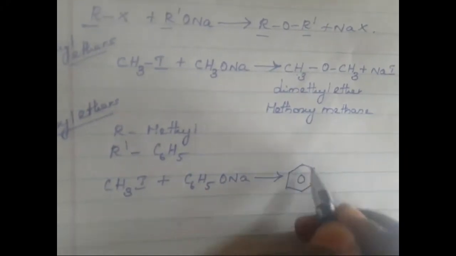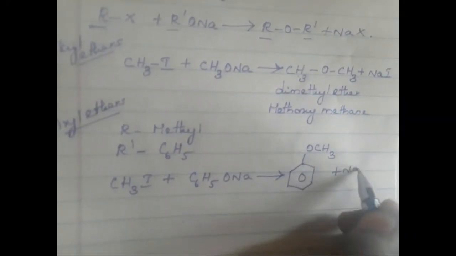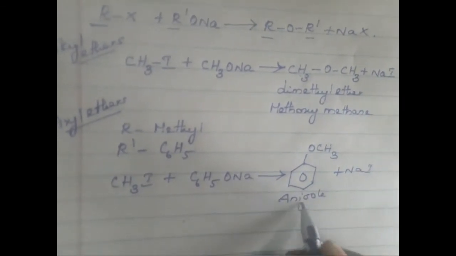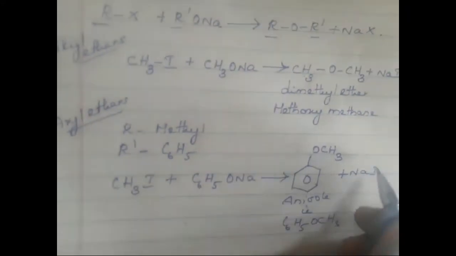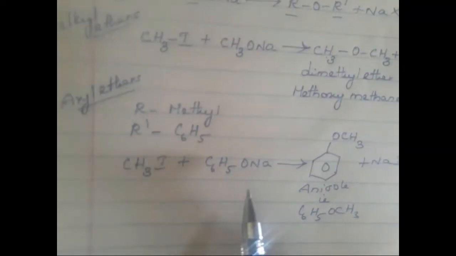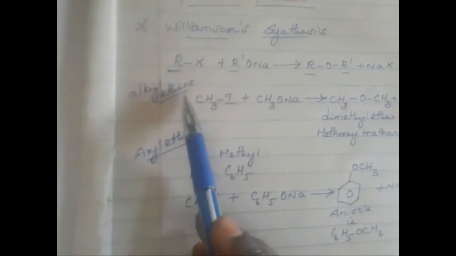will give anisole, that is C6H5OCH3 plus sodium iodide. So we have seen the preparation of aryl ether by Williamson synthesis, as well as the preparation of alkyl ethers using Williamson synthesis. Now let us move to the physical properties of ethers.